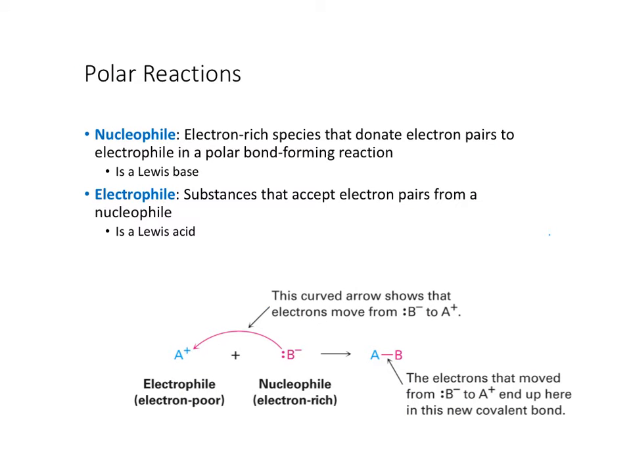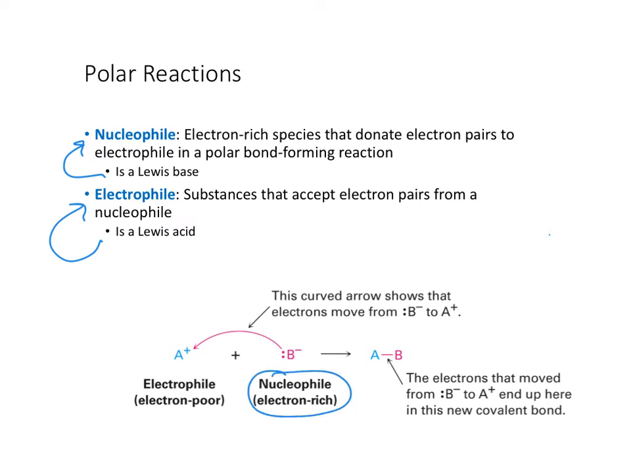Polar reactions involve the reaction of a nucleophile with an electrophile. A nucleophile is defined as an electron-rich species that can donate electron pairs to an electrophile in a polar bond-forming reaction. An electrophile is a molecule that can accept electron pairs from a nucleophile. In terms of Lewis acids and bases, a nucleophile would be a Lewis base and an electrophile would be a Lewis acid. So here's an example of a polar reaction mechanism.